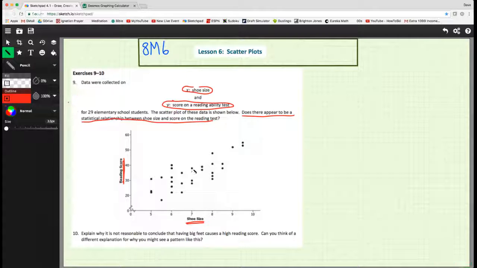Let's do our little circle around the data. And now we'll see. It looks kind of like, well, yeah.